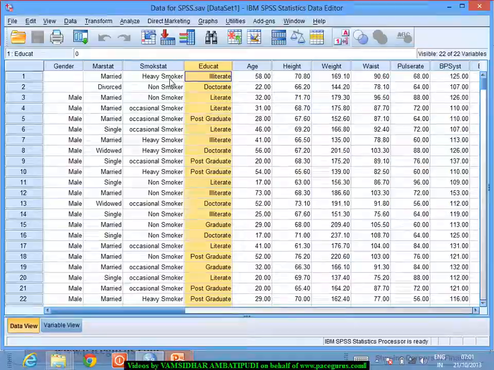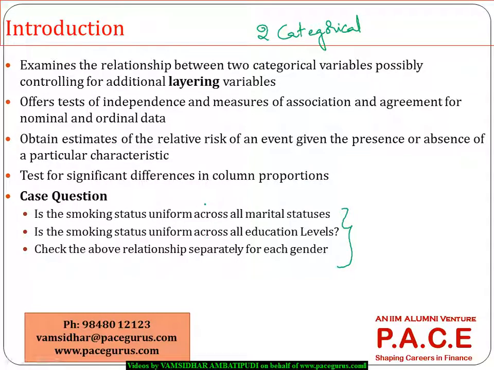For that purpose, I have taken one case question: is smoking status uniform across all marital statuses? If we see here, smoking status is more of an ordinal variable, marital status is more of a nominal variable. So I have one ordinal and one nominal here. Whereas in the second case, is smoking status uniform across all education levels?